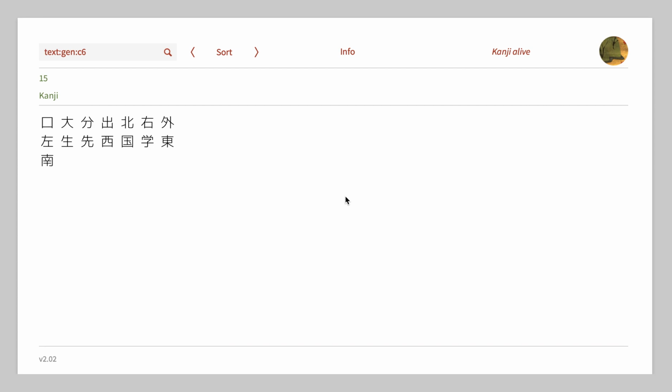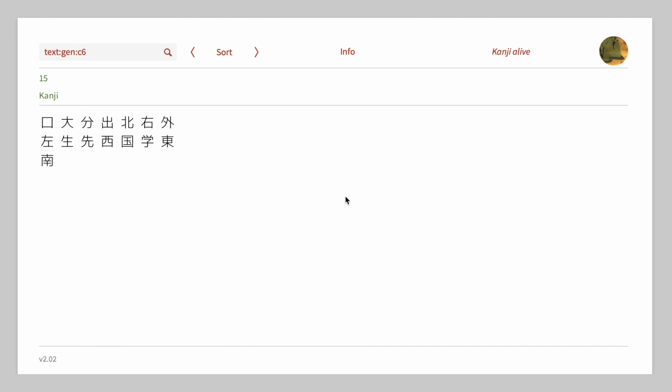Welcome to Genki 1, Lesson 6, Kanji. So here I'm going to go over the kanji from Lesson 6 in Genki. I'm using the Kanji Alive app, which you can find online at app.kanjialive.com. We're going to go through the characters in the order in which they are introduced in the Genki textbook.